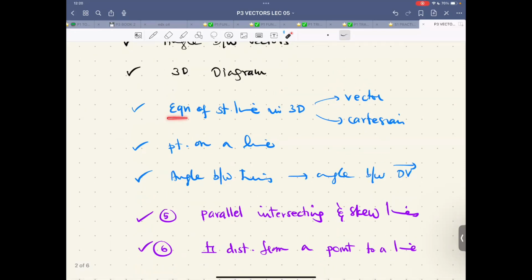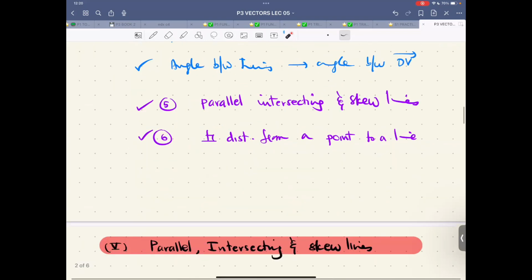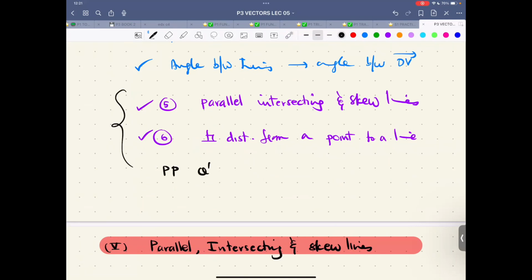And then the next level was a little bit advanced level. That is the equation of a line in 3 dimensions, whether it's the vector form or the Cartesian form. How do we know if a point lies on a line? How can we find the angle between two lines? That is the angle between the direction vectors, the decision-making vectors. And right now, these are the two sub topics or concepts that we are focusing on, along with some past paper questions that we will get started with.